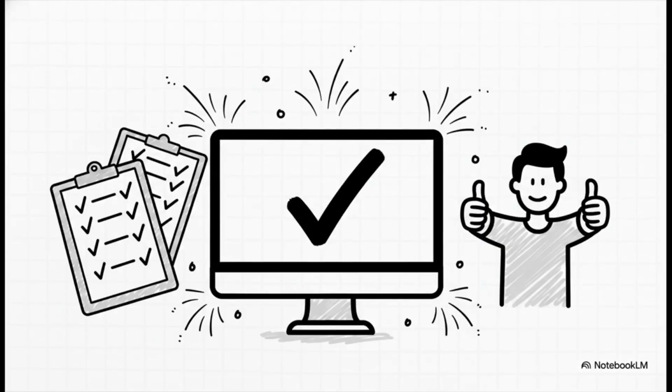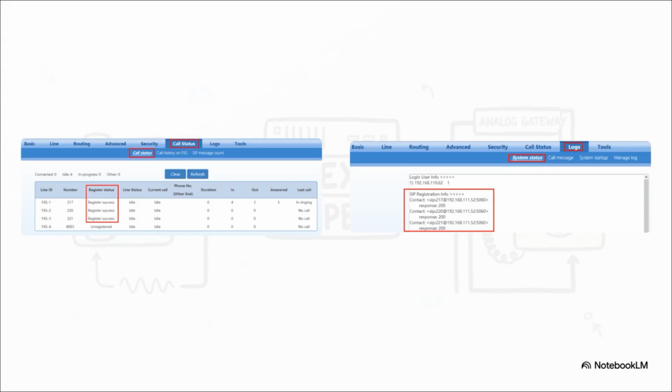All right, we've tackled the physical wiring, the bulk extensions, the analog integration, and the routing. Prepare yourselves for the absolute most satisfying part of any IT admin's day: verifying that it actually worked. When you navigate to call status on the gateway, seeing those words register success across the board means your credentials matched perfectly. And if you pop open the system status logs, you are hunting for that beautiful, glorious phrase: response 200. In the SIP protocol, 200 just means okay. It means flawless communication. Your deployment is officially bulletproof.